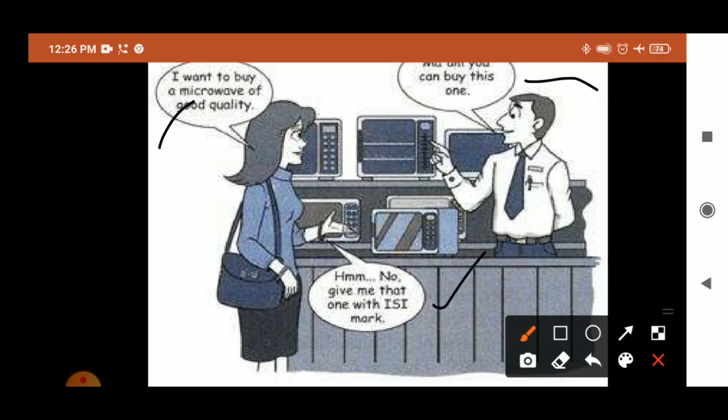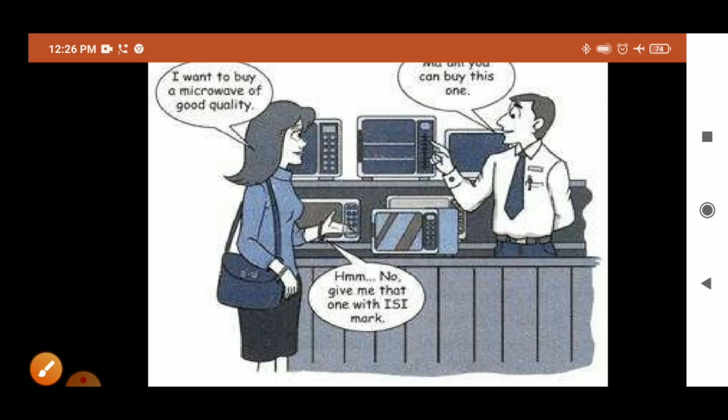So whenever you go for buying products, you should be confident enough that you are going to buy only quality products, which have been approved by our own government. Okay, so that is how it can help you to make a good choice of products.